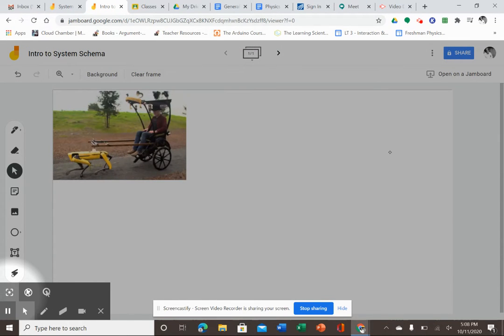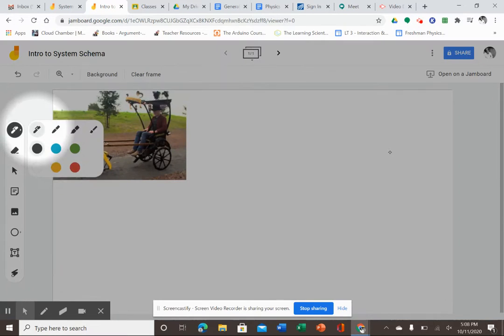We'll go through an introduction to how to do a system schema. That's one thing that we can do that helps us analyze interactions or forces on objects that we're studying. So this thing that we're studying has a robot pulling Adam Savage, I think his name is, in a rickshaw. So we'll go through and look at how to do a system schema for this setup.